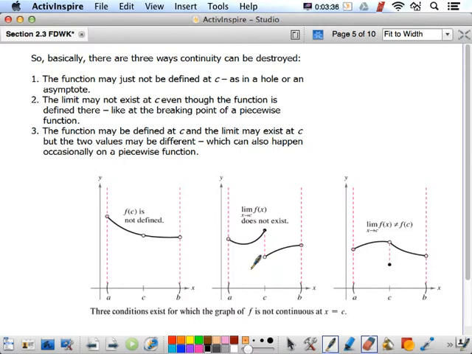but the two values may be different, which can also happen occasionally on a piecewise function. So over here, we can see that the limit exists from the left and the right, but it's approaching a hole, and the function value exists down here. The two just aren't equal. Vertical asymptotes also affect continuity, and we'll kind of look at that, but we already expected that because the limit doesn't exist as you approach a vertical asymptote, right? Because of the unbounded behavior. So anywhere a limit doesn't exist is automatically a discontinuity. So let's pause and see if you have any questions so far.